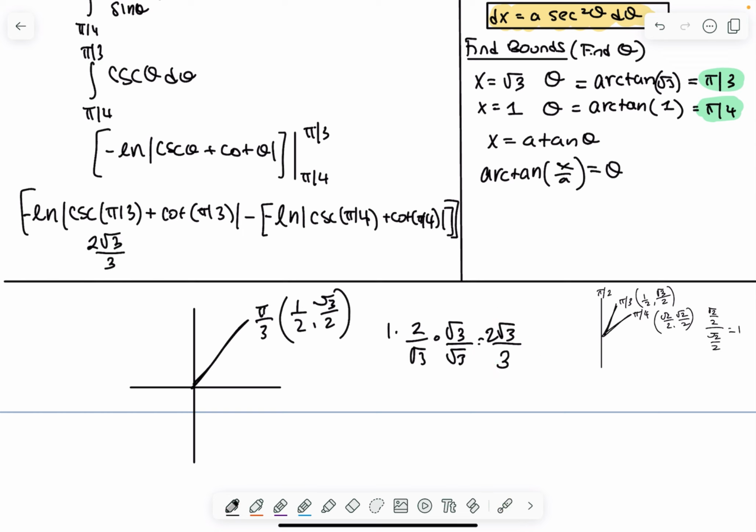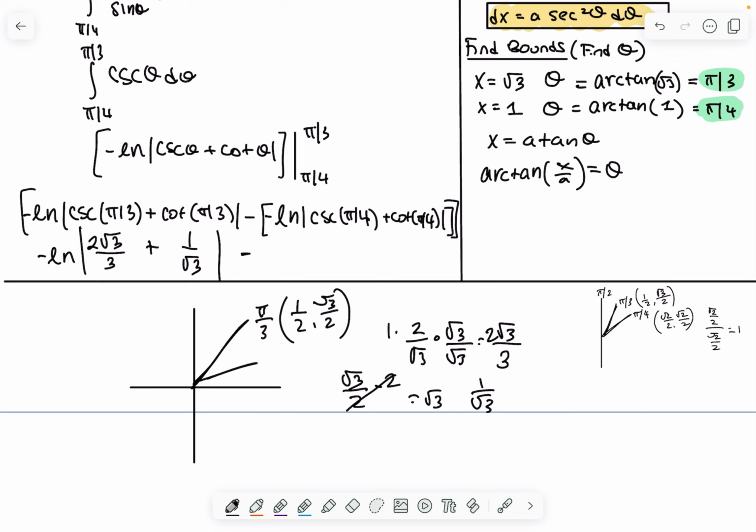Then we have cotangent of pi over 3. Cotangent is the inverse of tangent. So tangent here is sine over cosine, which over here is just the same thing as doing this, which cancels out, square root of 3. But remember, cotangent is the inverse of that, so it's 1 over that. So we have that this is 1 over square root of 3 minus cosecant of pi over 4.